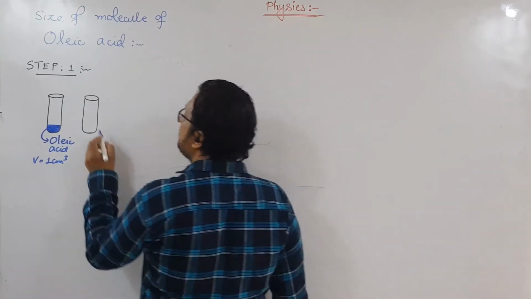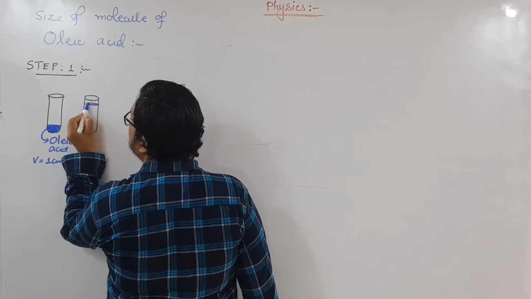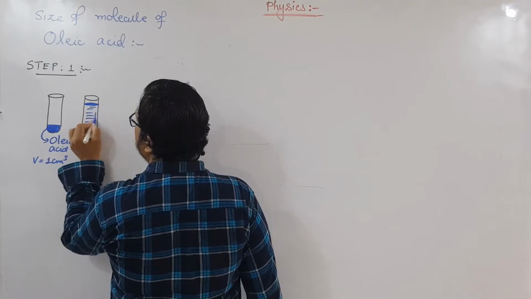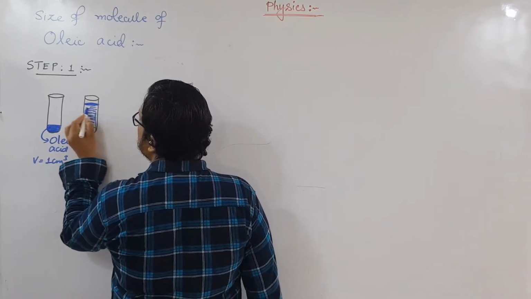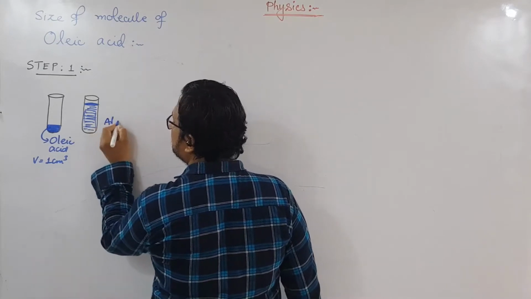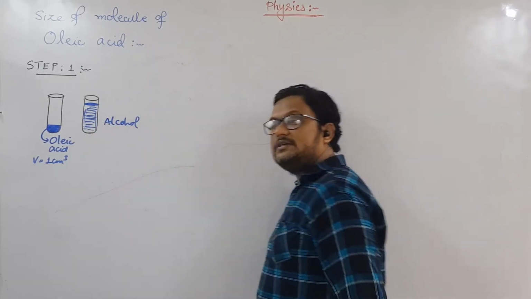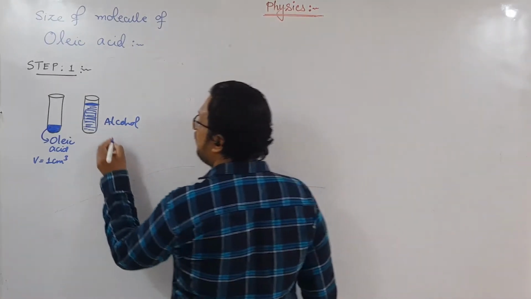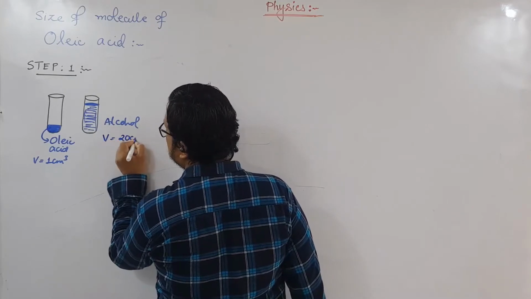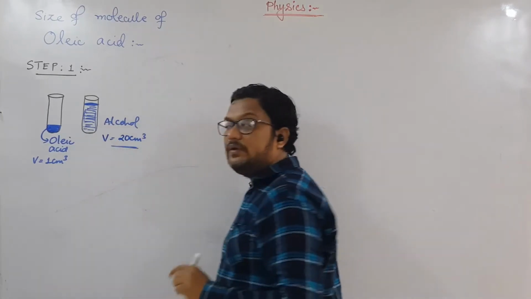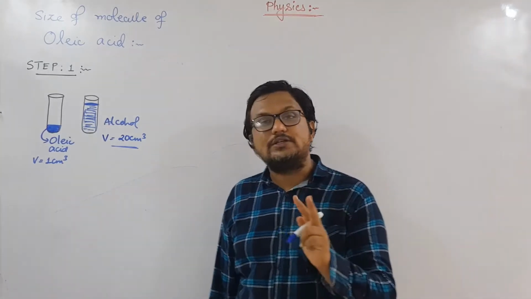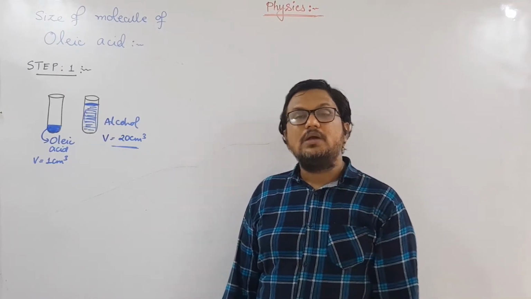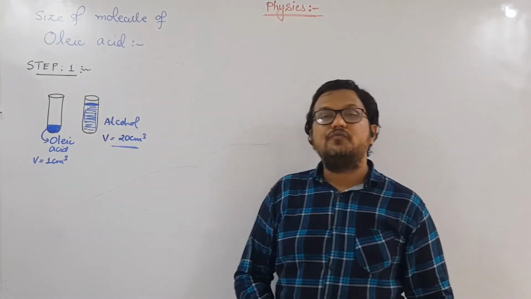And in another test tube we will take alcohol. So let us say this is our next test tube, which is filled with alcohol, and this alcohol has a volume of 20 centimeter cube. So what we have done, here we have two test tubes. In one test tube we have alcohol up to a volume of 20 centimeter cube, and we have oleic acid of volume 1 centimeter cube.